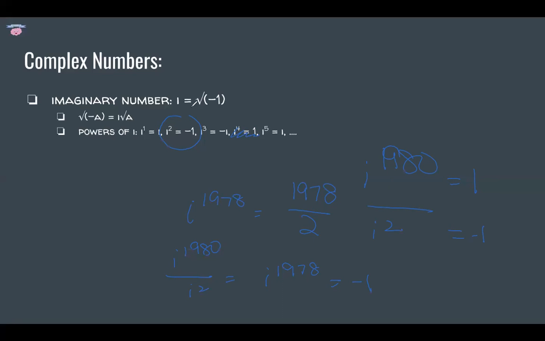Or you can just see what its remainder is when you divide it by 4, and since it has a remainder of 2, it'll fall under the category of i squared.